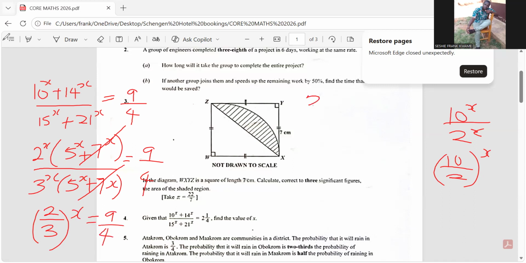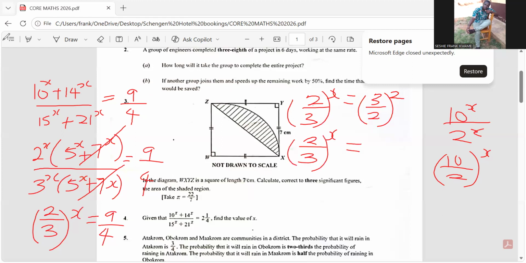So my 9 over 4 can also be seen as 3 over 2 exponent 2. If you have a base to an exponent and you reciprocate that, the exponent becomes negative. I did that just to make sure that the bases are the same. If they are the same, then we can equate their exponents. In that case, x is equal to -2. And that ends that particular question.